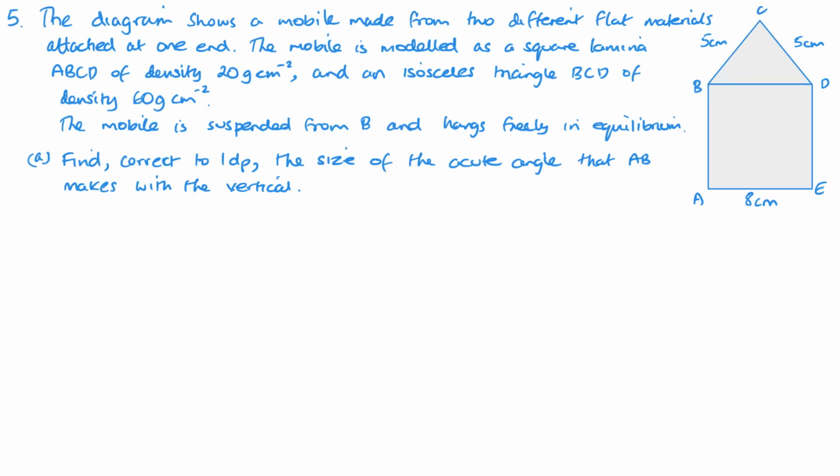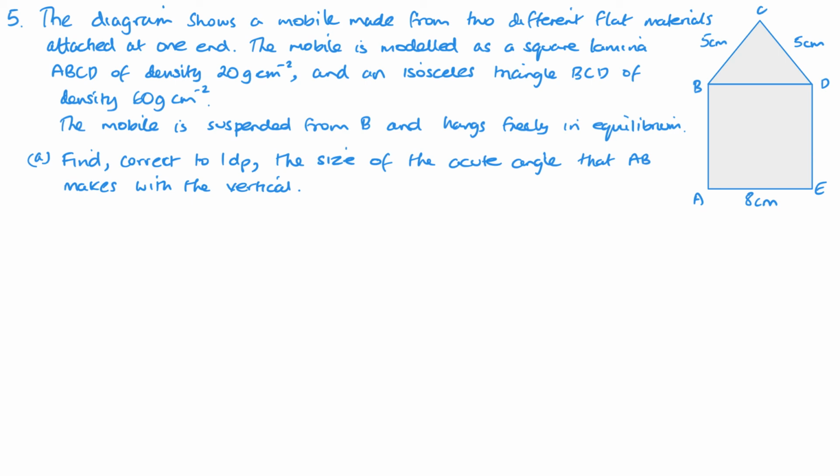So we've got a mobile. Now, it's obviously not a mobile phone. This is like a mobile as in a child's mobile, something that might hang above a cot to entertain a baby. Anyway, it's made from two different flat materials attached at one edge, should really be, rather than end. Some bad grammar there. The mobile is modelled as a square lamina and an isosceles triangle. It's suspended from B and hangs freely in equilibrium. Find the centre, blah, blah, blah.